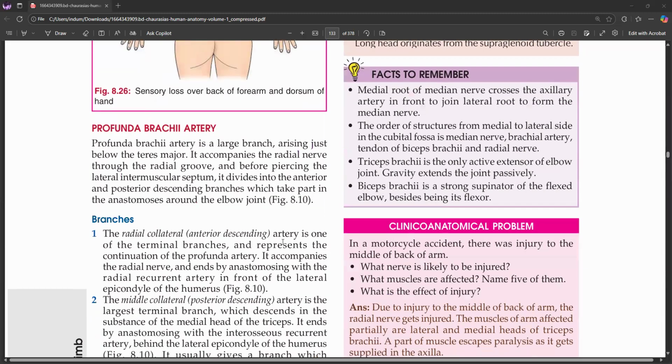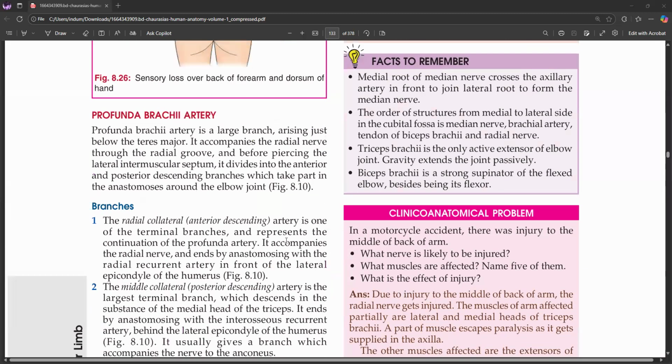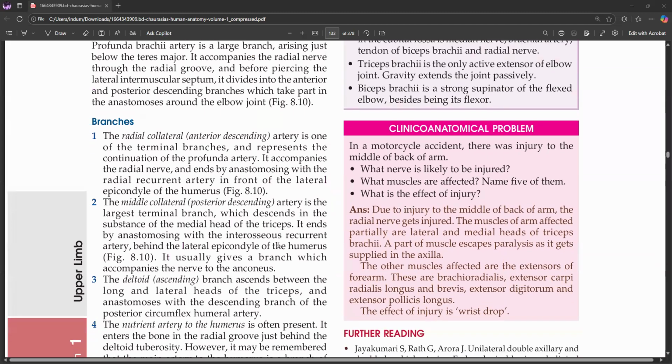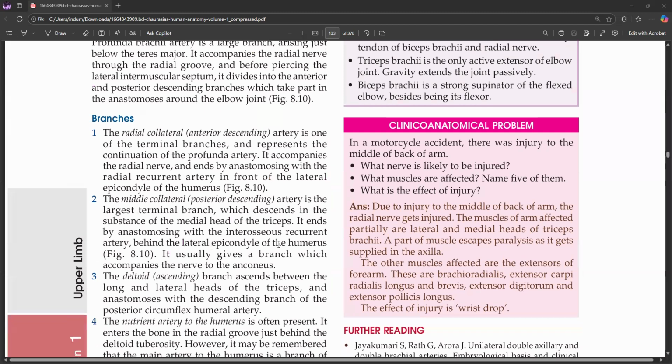Profunda brachii artery. Profunda brachii artery is a large branch arising just below the teres major. It accompanies the radial nerve through the radial groove, and before piercing the lateral intermuscular septum, it divides into the anterior and posterior descending branches which take part in the anastomosis around the elbow joint.